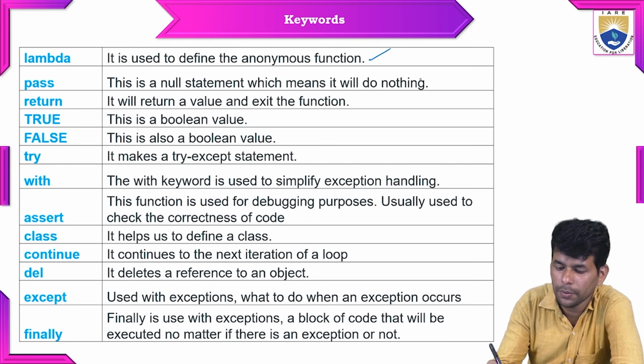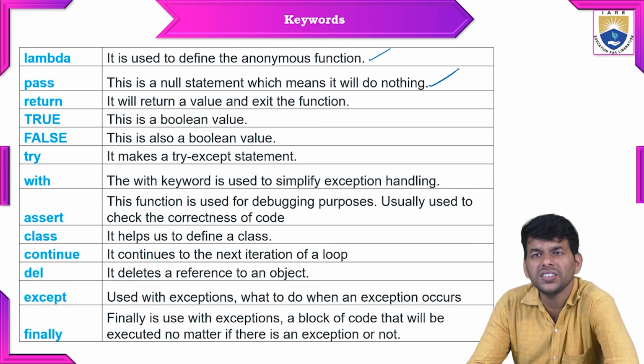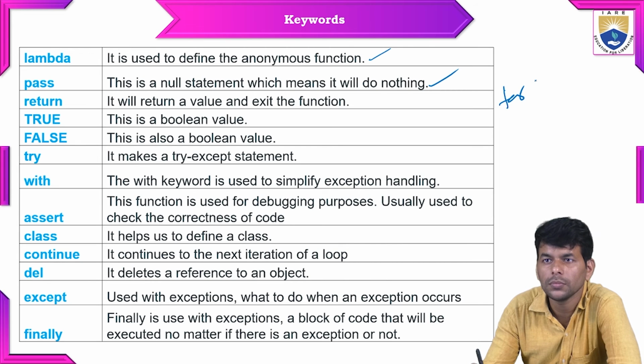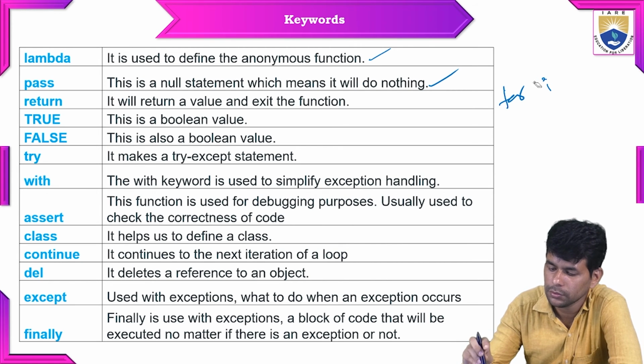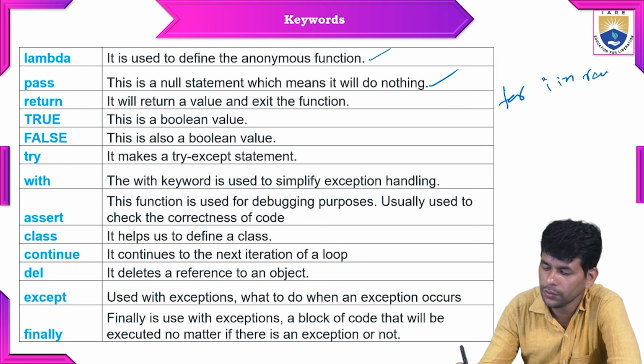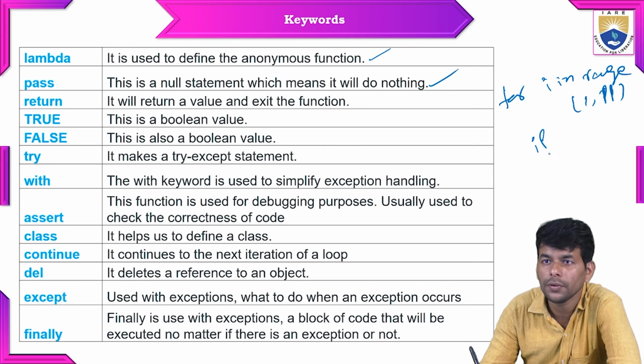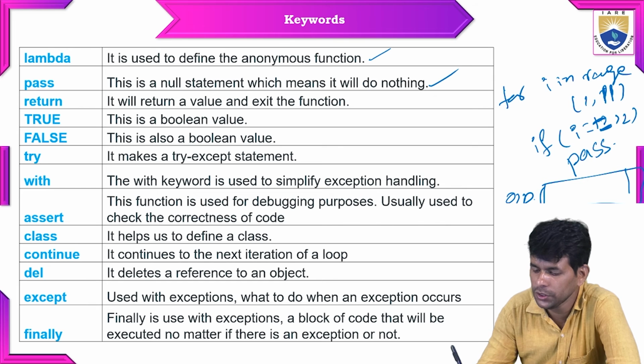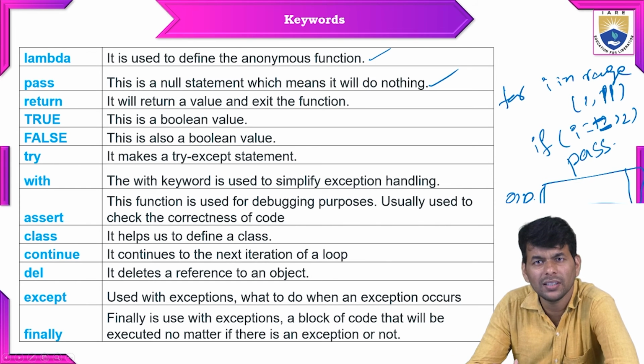The next one is pass. This pass statement is a null statement, which means it will do nothing. We can take one program here: for i in range of 1 comma 11, if i equal to 12, pass. That means the output here is a blank screen. Nothing will be represented. In the screen, we cannot see anything.